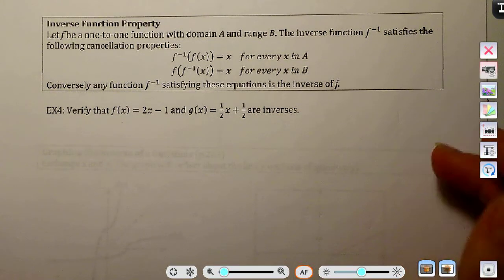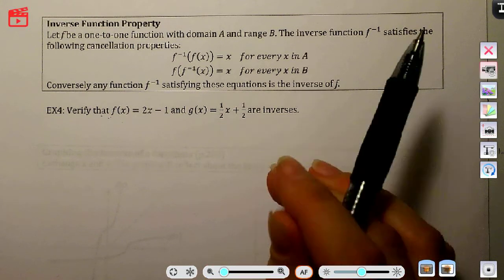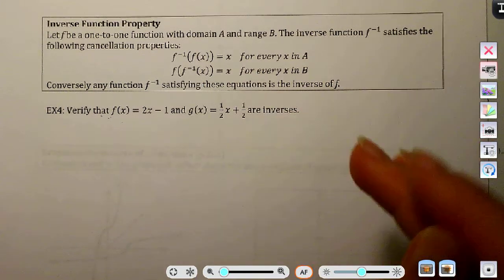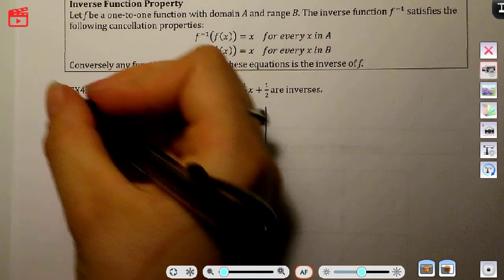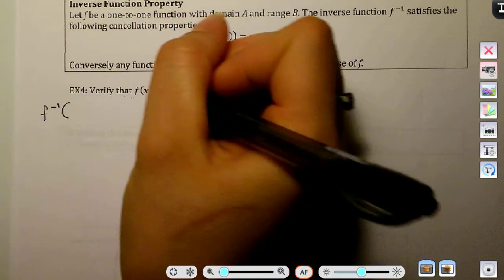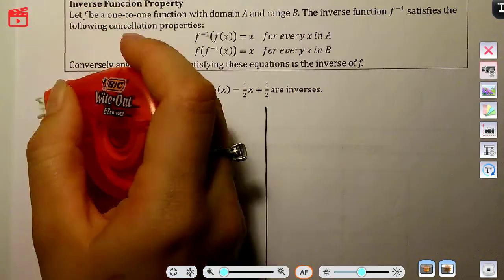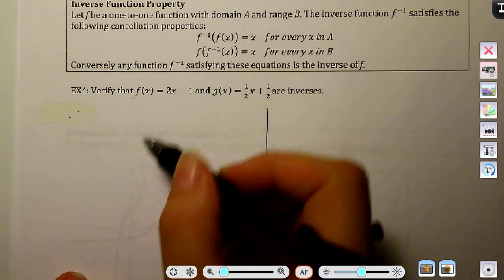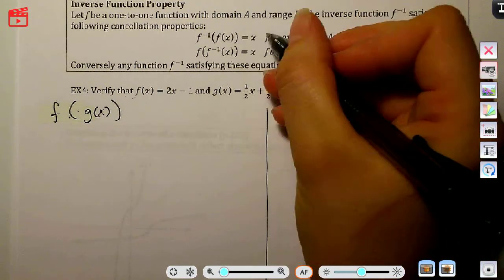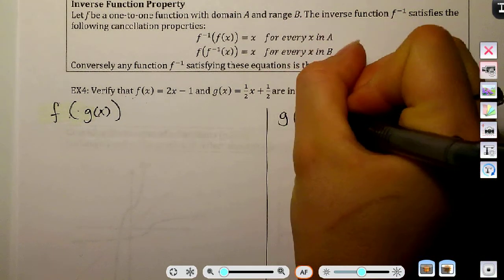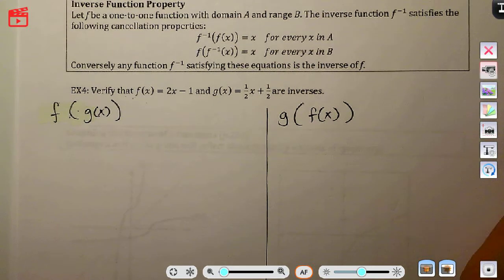To see if something is the inverse. So for example 4, it says verify that f of x = 2x minus 1 and g of x = a half x plus a half are inverses. So to do this, I need to check both of these equations. And each time I need to end up with it equaling x, and then I know that they are inverses. Let me back up for a second. So to see if they're inverses of each other, I'm going to input one into the other. So first, I will do f of g of x and see if I end up with x. And then I'll do the opposite direction, g of f of x, and see if I end up with x. And if I do end up with x both times after simplifying, then I know they're inverses.